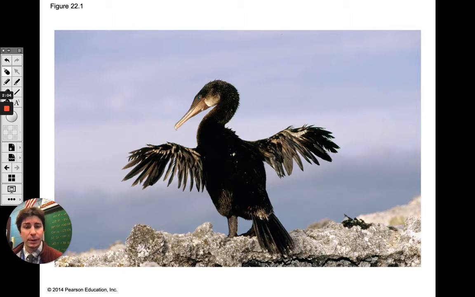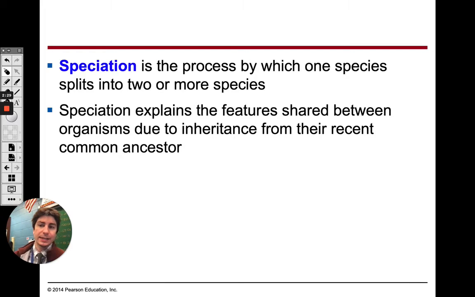But if you guys remember from last chapter, if we have restricted gene flow, just like what happened in this bird here, what's going on is the genetic variation is getting smaller. So what that can do is actually lead to speciation, meaning that two new species come about. So that's what happened at the Galapagos Islands with this flightless cormorant bird. Like I said, it leads to speciation. We have one species splitting into two or more.